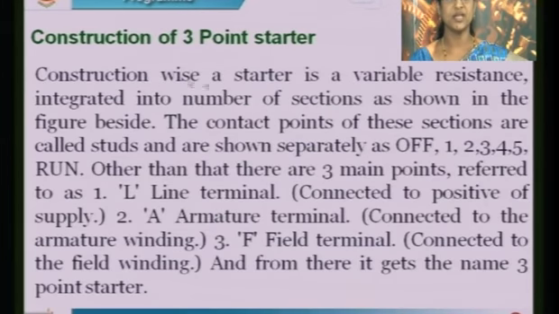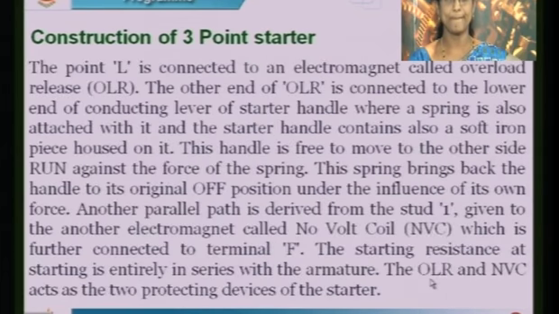You see that construction wise, a starter is a variable resistance integrated into a number of sections, as you have already seen in the figure. The contact points of these sections are called studs and are shown separately as off, 1, 2, 3, 4, 5 and run. Other than that, there are 3 main points: one is the line terminal, another is the armature terminal, and another is the field terminal. That is why this starter is called a 3-point starter.